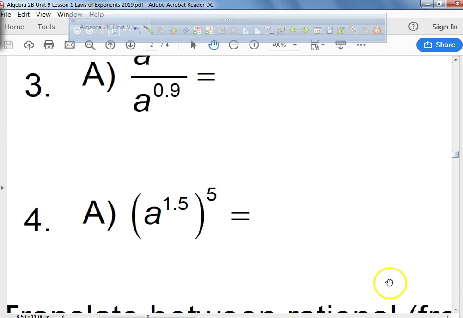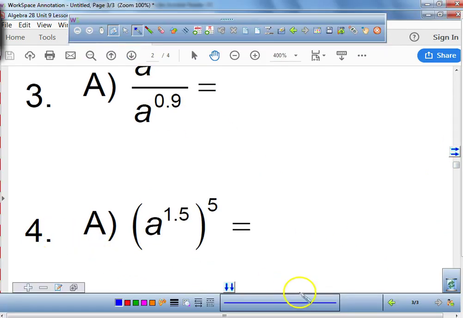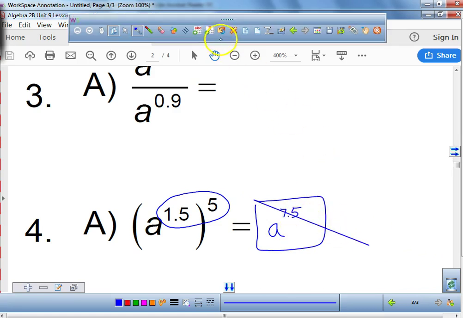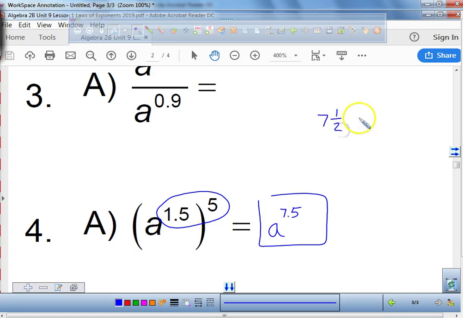Ooh, this one's different. Which property is being utilized in problem number 4? That's right. We have the power to a power. So this becomes a to the power of, if you multiply 5 times 1.5, 7.5. Now, you could keep it like that. Does anybody know what fraction that is? 7 and a half, as an improper fraction.